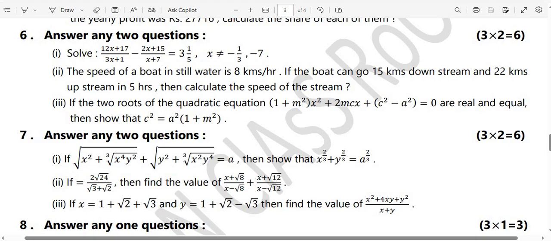If x is equal to 2 root 24 by 3 root 3 plus root 2, then find the value of x plus root 8 by x minus root 8 plus x plus root 12 by x minus root 12.